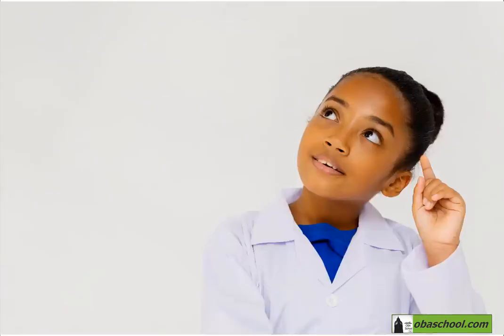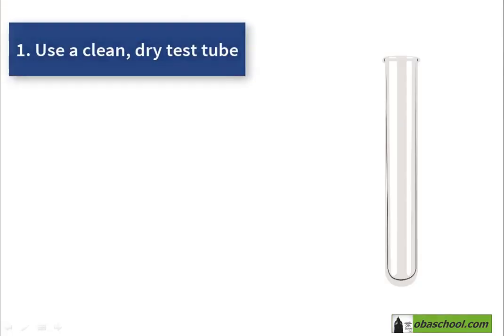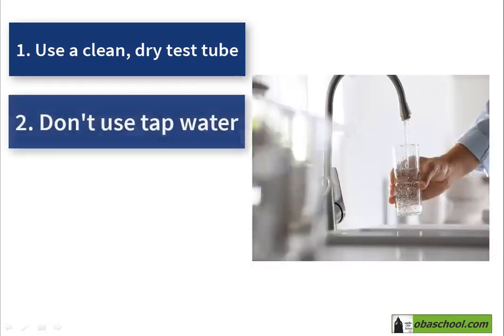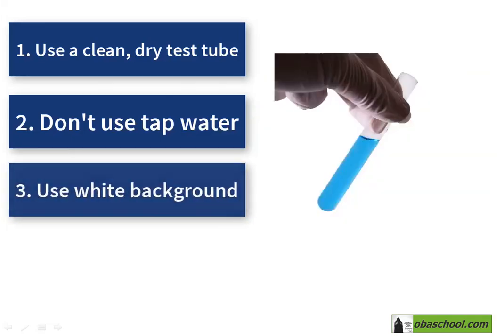Now, what are the safety measures that you must pay attention to? Number 1, use a clean, dry test tube, because a used or wet test tube might be contaminated and might affect our results. 2, don't use tap water. When preparing the food sample, always dissolve it using distilled water rather than tap water, since it contains mineral ions leading to false results. 3, look for color change using a white background to see more easily and clearly.